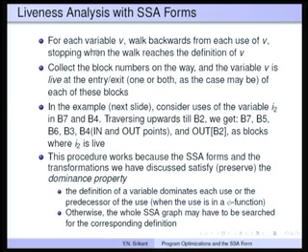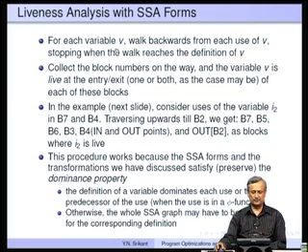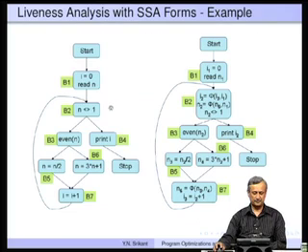It is very simple. For each variable v, walk backwards from each use of v, stopping when the walk reaches the definition of v. Collect the block numbers on the way, and the variable v is live at the entry or exit, one or both as the case may be, of each of these blocks. So, let me show you a simple example.